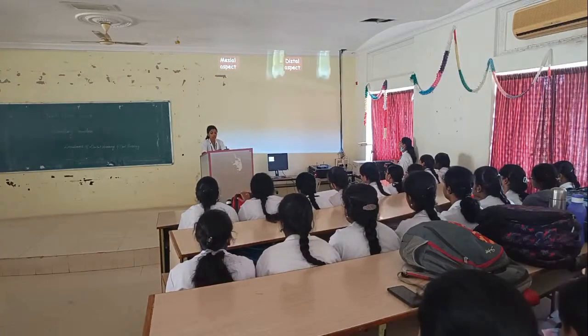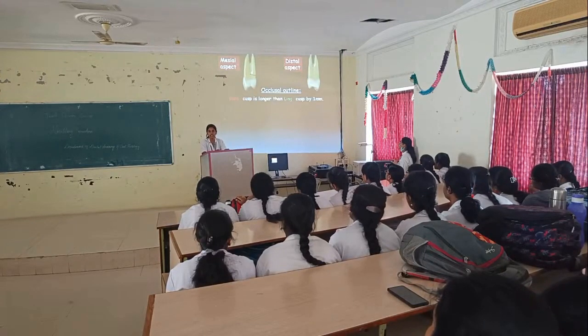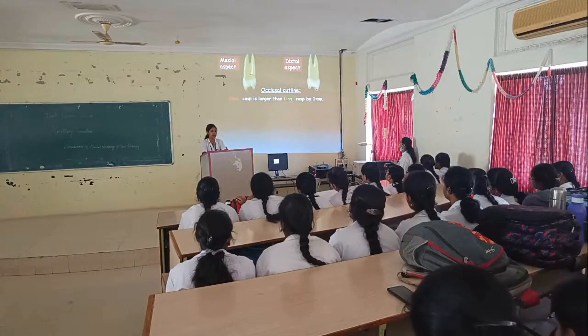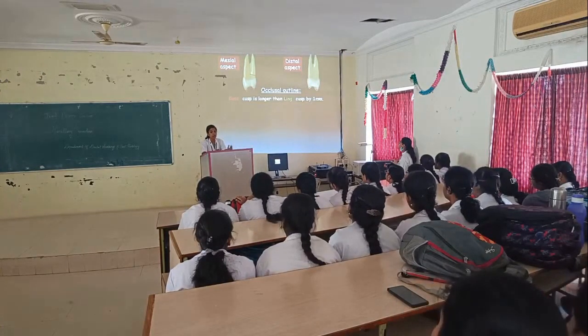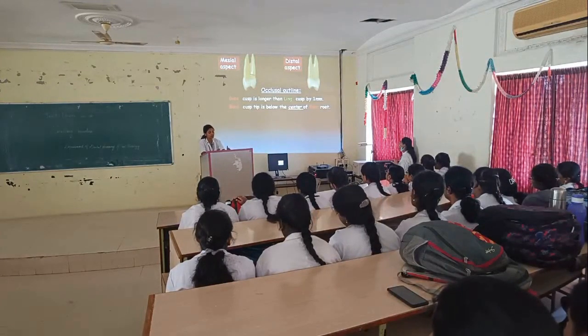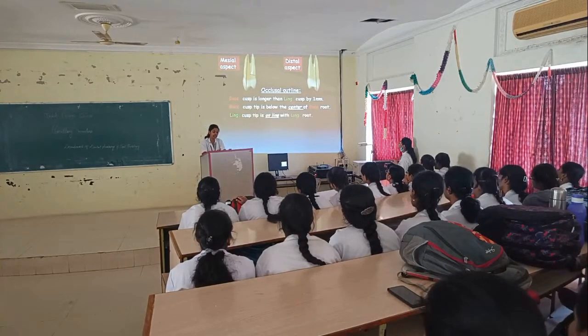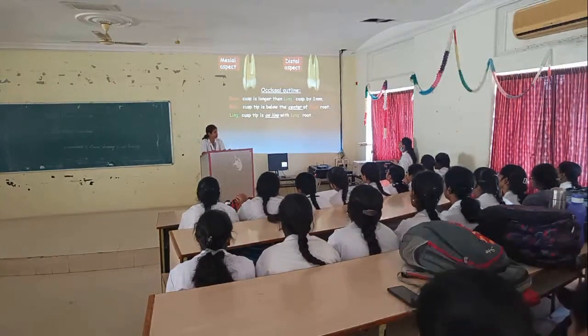Next about the occlusal outlines. The buccal cusp is longer than the lingual cusp by 1 mm. Then the buccal cuspal tip is just below the center of the buccal root. You can see the red line. And the lingual cusp is just in line with the lingual root.